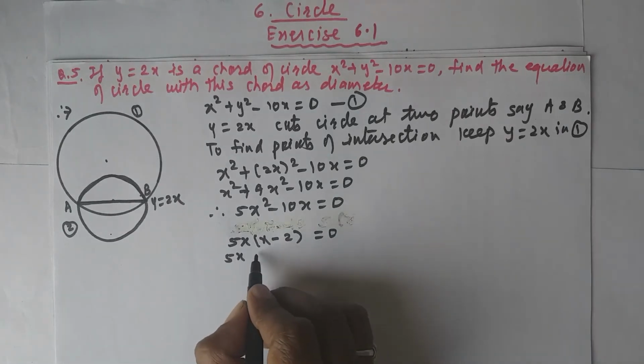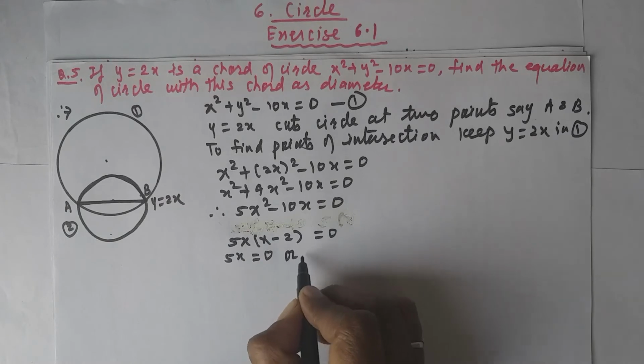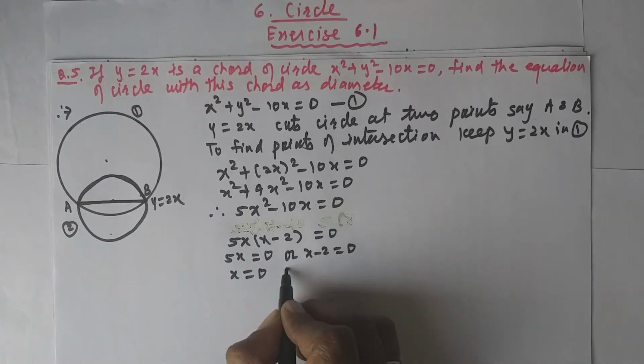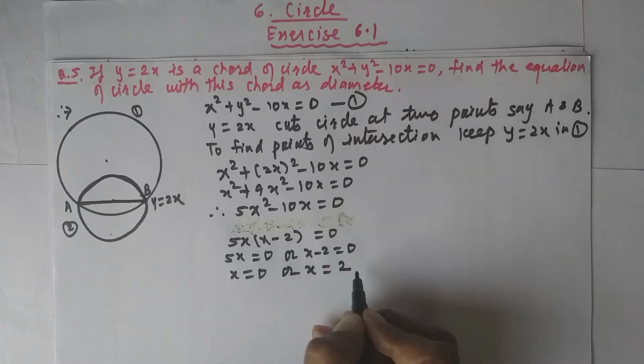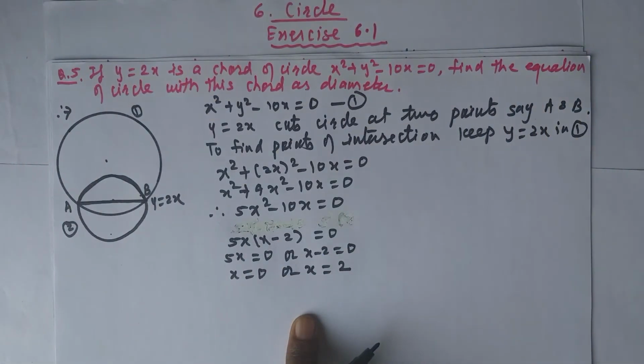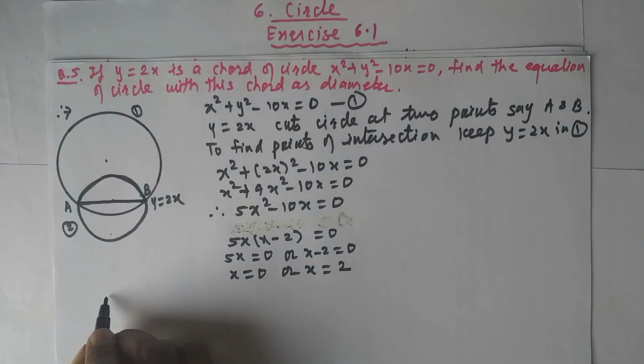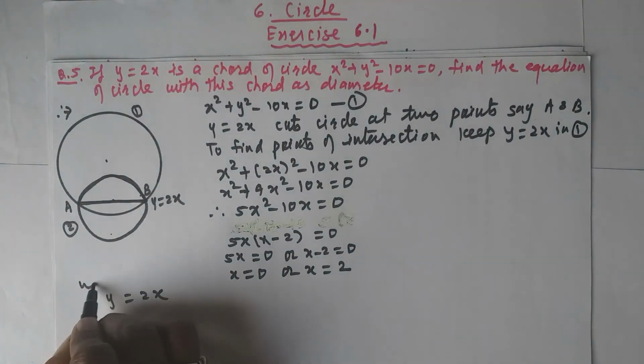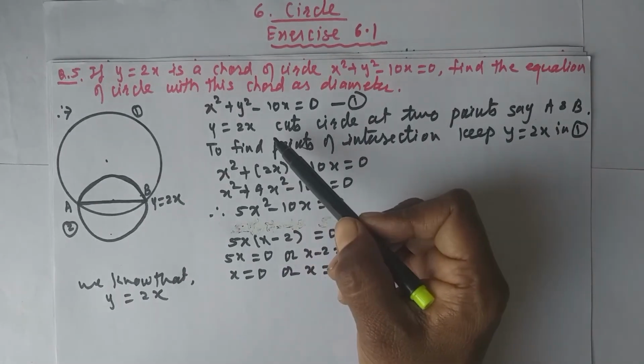Product of these two is 0 means either 5x is 0 or x minus 2 is 0. That is, x is equal to 0 or x is equal to 2. In this way I have got two values of x. Now we know that y is equal to 2x. Here we know that the equation of the chord is y is equal to 2x.